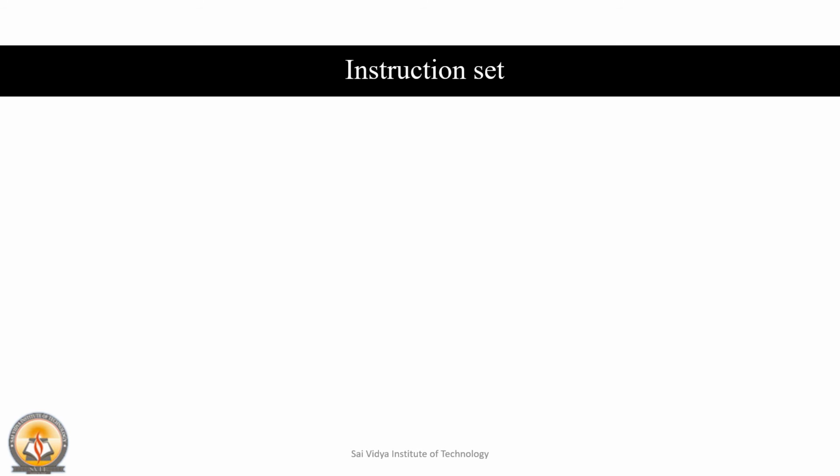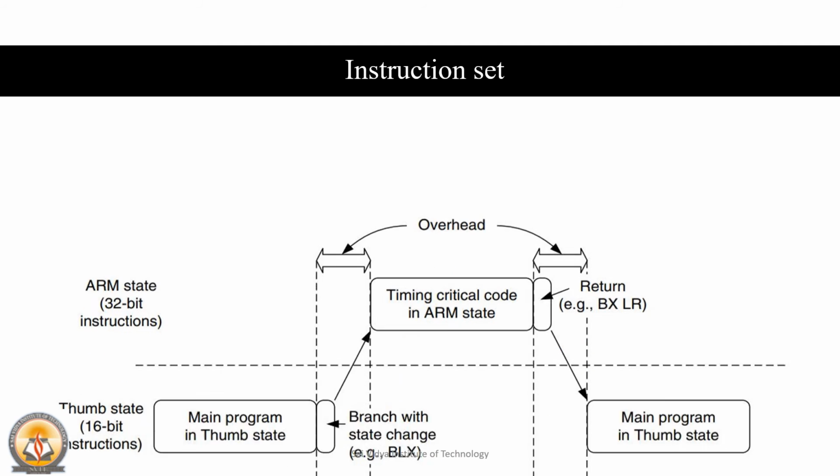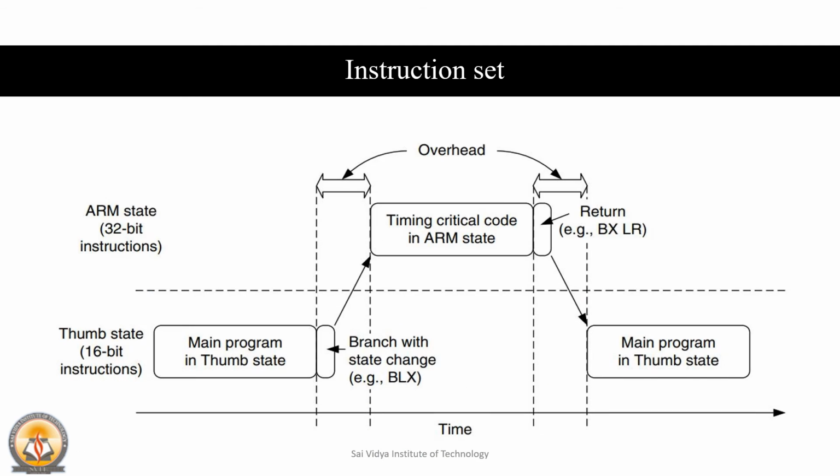Let us discuss the instruction set of Cortex-M3. The Cortex-M3 supports the Thumb-2 instruction set. This is one of the most important features of the Cortex-M3 processor because it allows the 32-bit instructions and the 16-bit instructions to be used together for high code density and higher efficiency. It is flexible and powerful, yet easy to use.